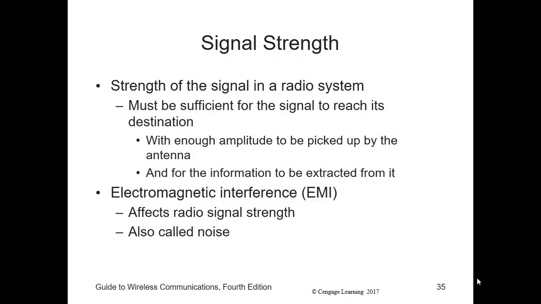Now, in a radio system, the signal strength must be sufficient for it to reach the receivers with enough amplitude for the signal to be picked up by the antenna and amplified so that the information can be correctly extracted from it. Managing signal strength is much more complicated in a wireless system than in a wired network, because the signal is not confined to wires. Many types of electromagnetic interference can wreak havoc with the transmission. In addition, many types of objects, both stationary and moving, can negatively impact the signal.